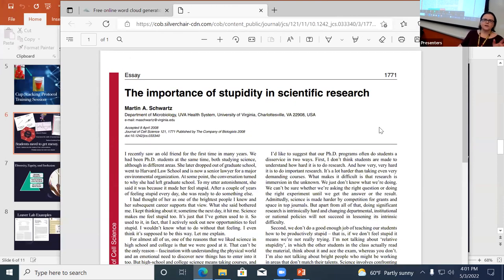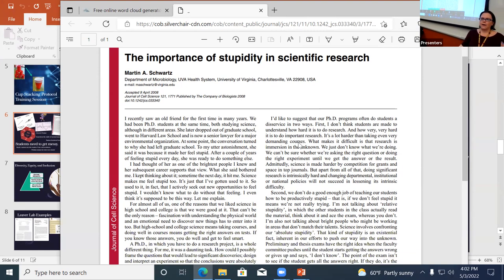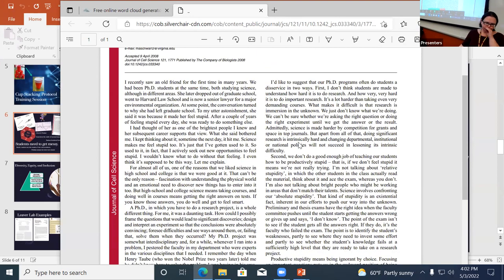There's several phrases in here. So has anyone seen this? It's old, it comes from 2008. The Importance of Stupidity in Scientific Research. I was in grad school at the time, so I was like, yeah, this is awesome. I'm supposed to be dumb, this is great. But I like it, it still resonates as a faculty mentor. So I'm just gonna read it.